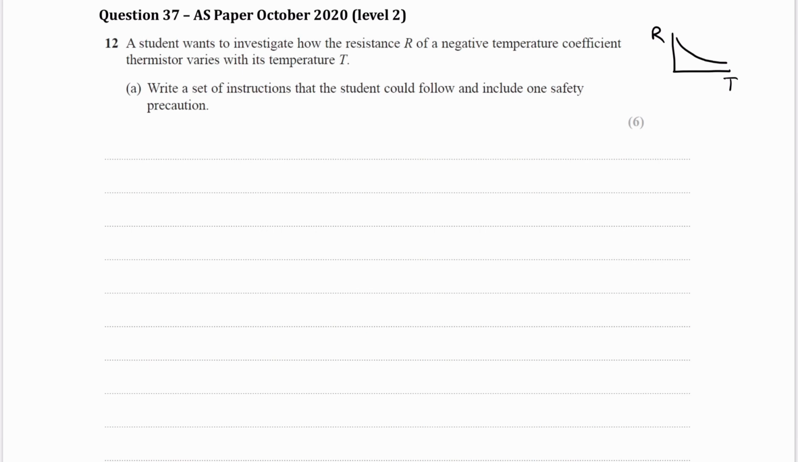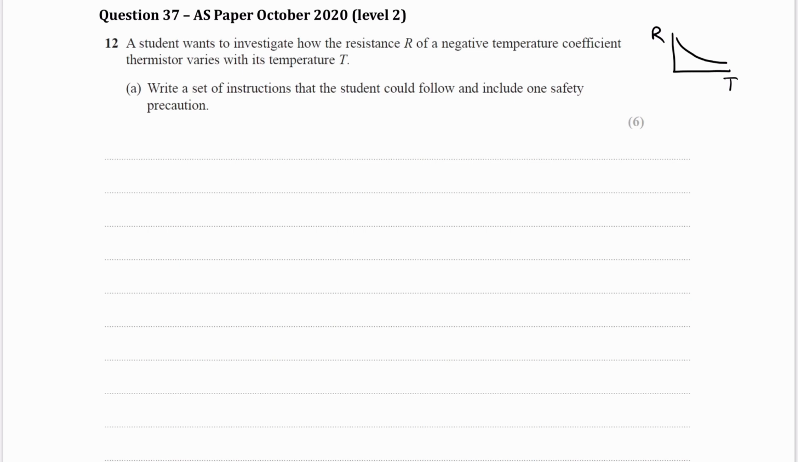And then we're trying to get a set of instructions that the student could follow and a safety precaution. Okay, so I guess the first thing that we could think about is how we are going to change temperature and how we are going to measure resistance. Let's start with the temperature.